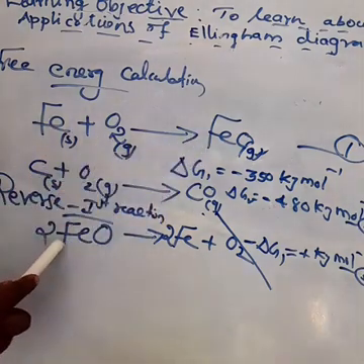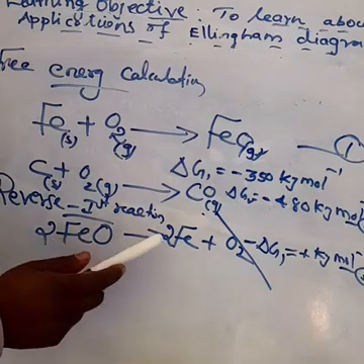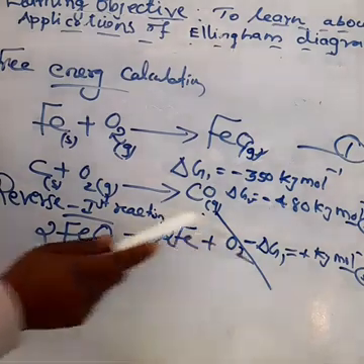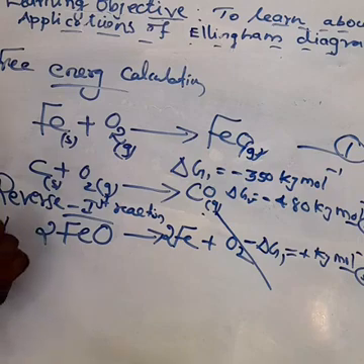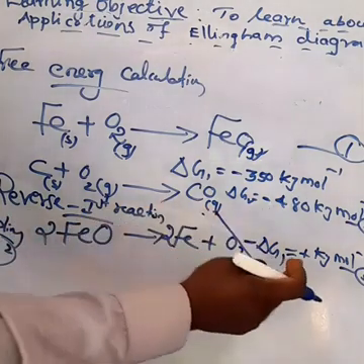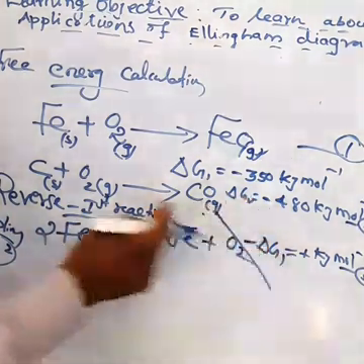So I am reversing the first reaction. Metal oxide gives metal plus oxygen. Okay, I wrote that one. Now I am going to couple the reaction. That is the reaction, third and second reaction. This is the third reaction.